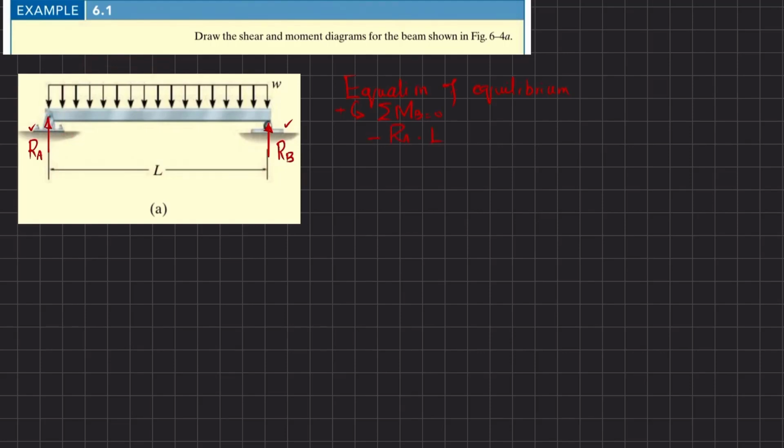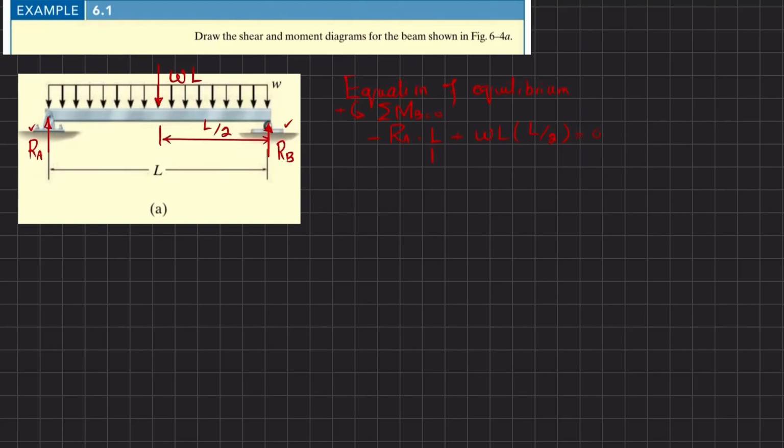The second moment is produced by this distributed load. When converted into a point load, it will be W into L, acting at a distance of L by 2 from both sides, clear? That will also produce a counterclockwise moment, so it will be positive. So I will write plus W into L by 2 is equal to 0. I will also show this distributed load converted into a point load: W into L, acting at L by 2.